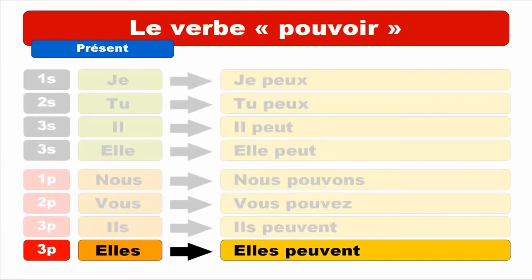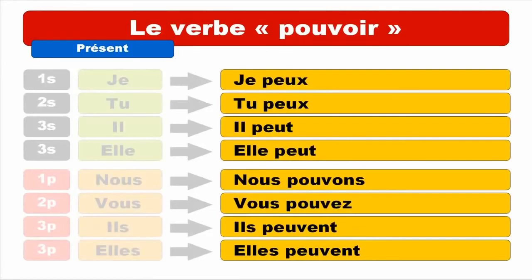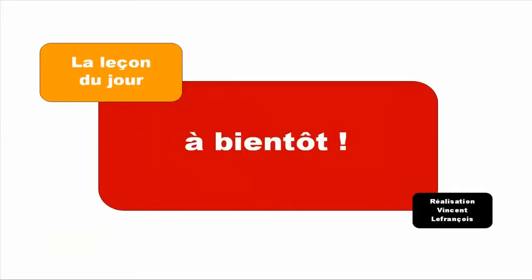Okay, so let's see again how it goes. Repeat. Je peux. Tu peux. Il peut. Elle peut. Nous pouvons. Vous pouvez. Ils peuvent. Elles peuvent. Okay, I hope it was clear for you.